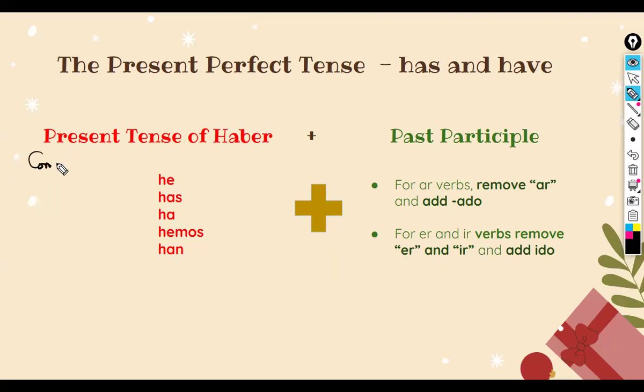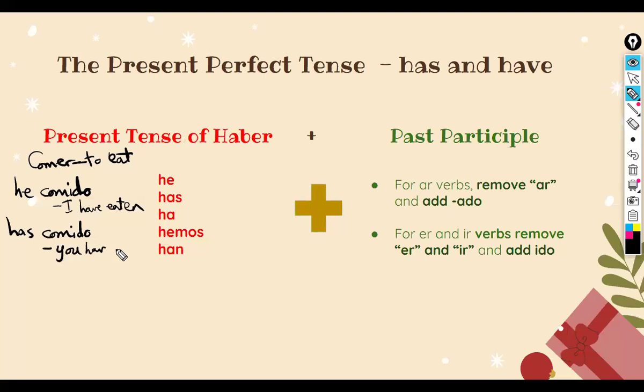Comer, to eat. So if I want to say I have eaten, I say he comido, right? You have eaten. Sorry, I'm putting Spanish first. Right, has comido. You have eaten, right? Ha comido.